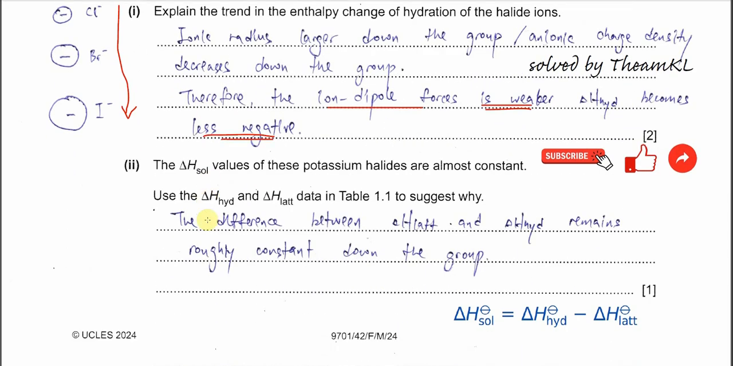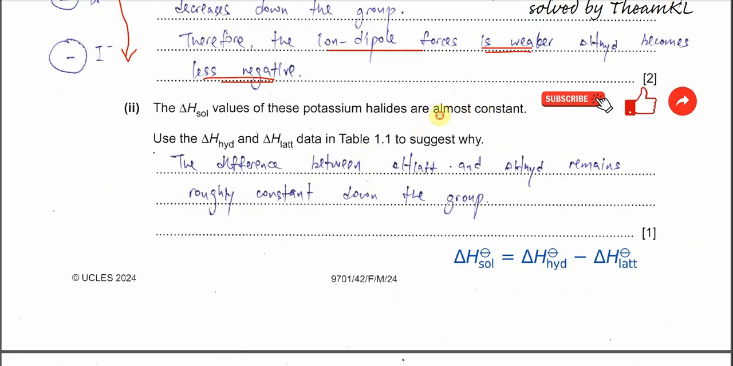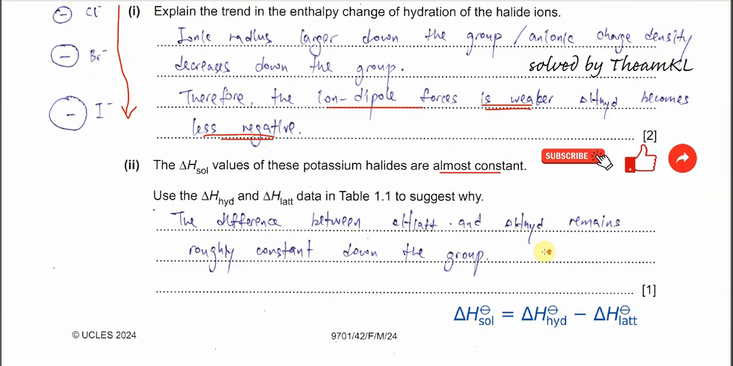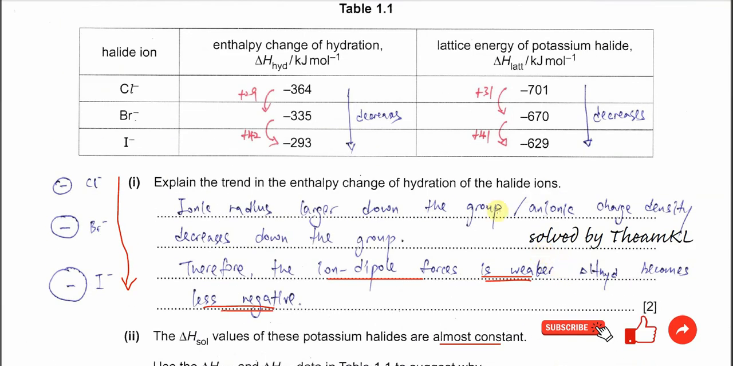Okay, part 2. The delta H solution of these potassium halides are almost constant, almost the same. Use the hydration enthalpy and lattice energy in Table 1.1 to suggest why. Okay, so first you need to recall the equation. Delta H solution equals delta H hydration minus the lattice energy. So we will use these values. Here it only shows the enthalpy change of hydration for the halides, not potassium, but it's actually very similar because they are all potassium salts.